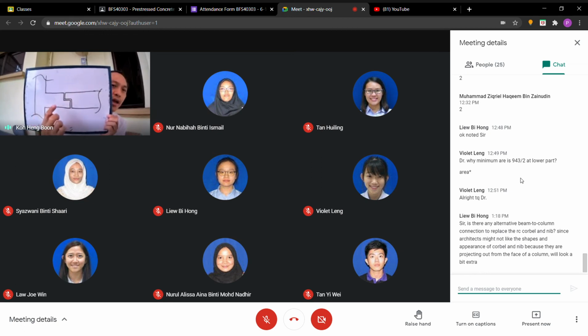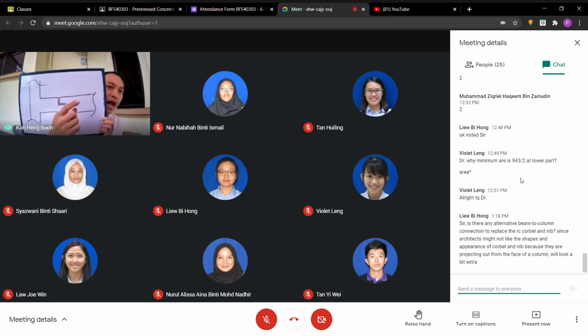Even this one, which is extended out, is some sort of nib that we can design. But the joint, I mean this precast beam, is called a half joint. There is a force system here that we have to take into account.